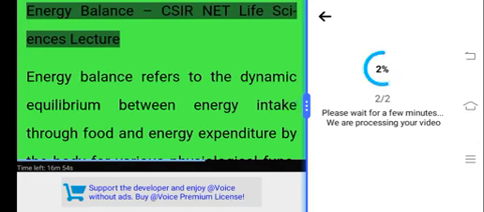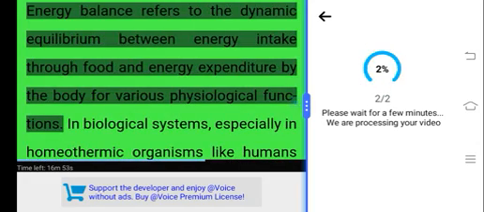Energy balance, CSIR NET Life Sciences lecture. Energy balance refers to the dynamic equilibrium between energy intake through food and energy expenditure by the body for various physiological functions.